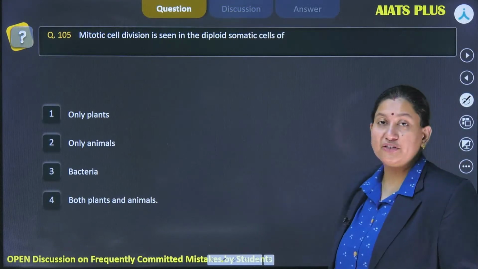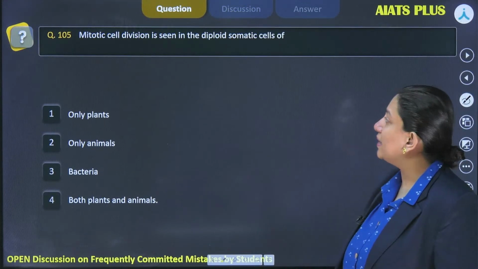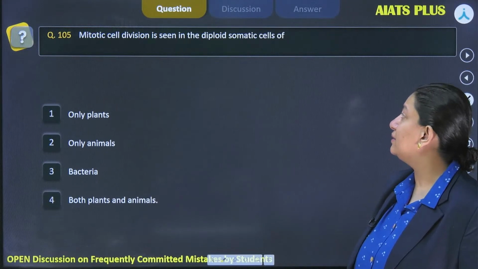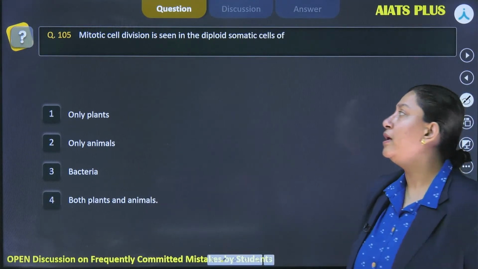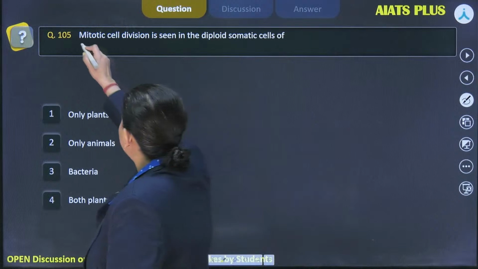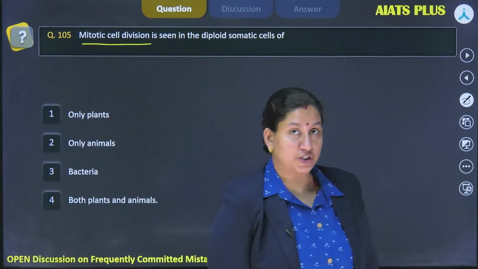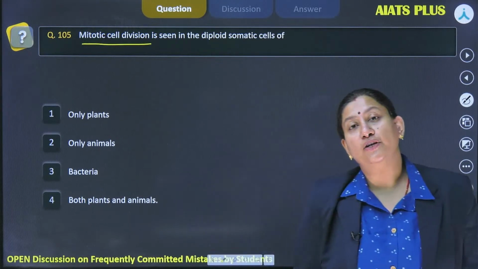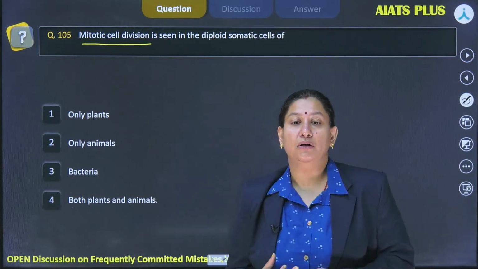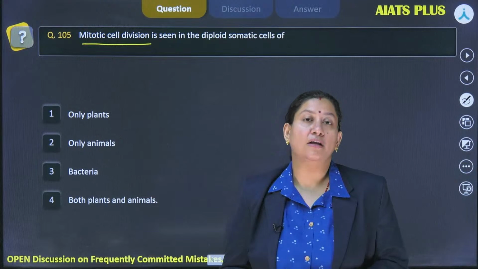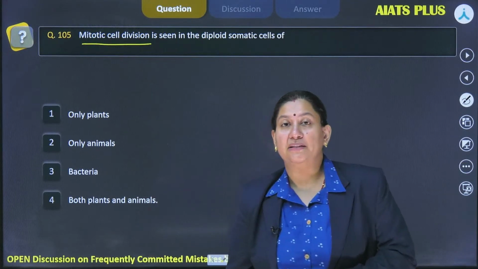And that's going to be question number 105. Talks about mitotic cell division is seen in the diploid somatic cells of, right? So mitotic cell division, right? Because this particular division is equational division, over there you are not going to see any crossing over sort of a thing. So genetic content also going to remain the same.